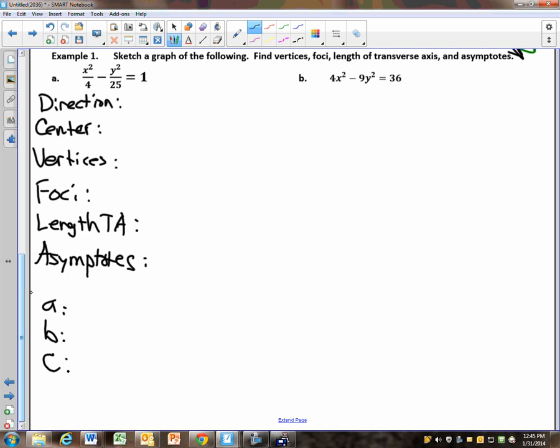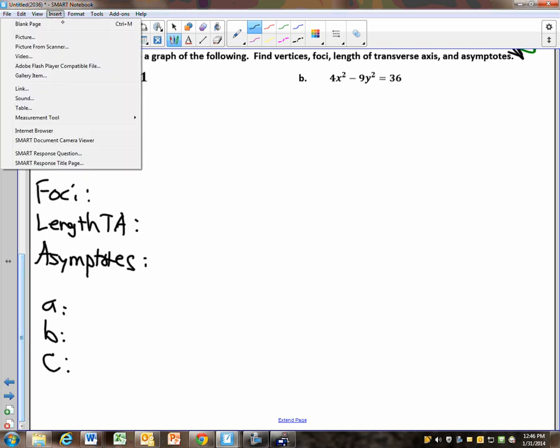Okay, so I put this problem here. I put the 25 under the y because that's bigger and that's what you're used to looking for in ellipses. But that does not matter for hyperbolas. What matters is whether x is positive or negative, not just where the x and y are. So x is positive, so it's horizontal. If y was positive, then it would be vertical. I always look to see what value is positive and what value is negative.